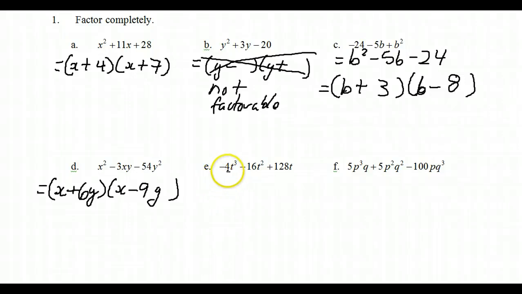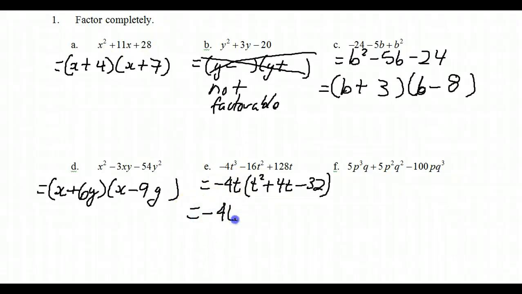Okay, next one. Oh, we've got a t in each term, but we also have a 4. So we're going to common factor a negative 4t out, giving us t squared plus 4t, right? This is how I'm going to get the negative 16. And this will be minus 32. And I've had to change the signs, right? So all of the signs, this was negative, this was negative, this was positive, they're going to switch signs because I've taken a negative out.